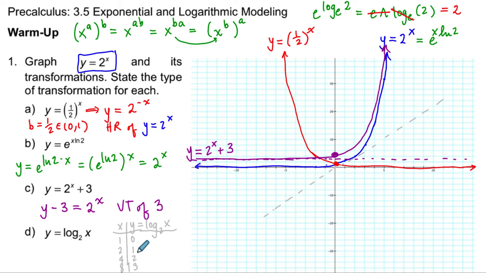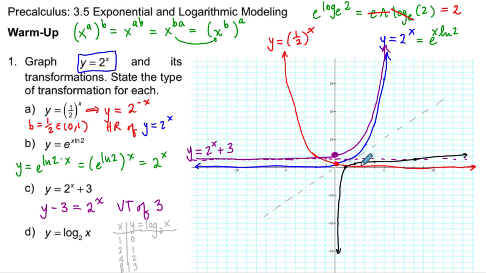So this gives me some ordered pairs that I can plot, and so I'm going to have 1, 0, I'm going to have 2, 1, I'm going to have 4, 2, and then I'm going to have 8, 3, and I can get to 16 maybe, but no, I've run out of room. So my exponential graph is reflected through the line y equals x to get this logarithmic graph.